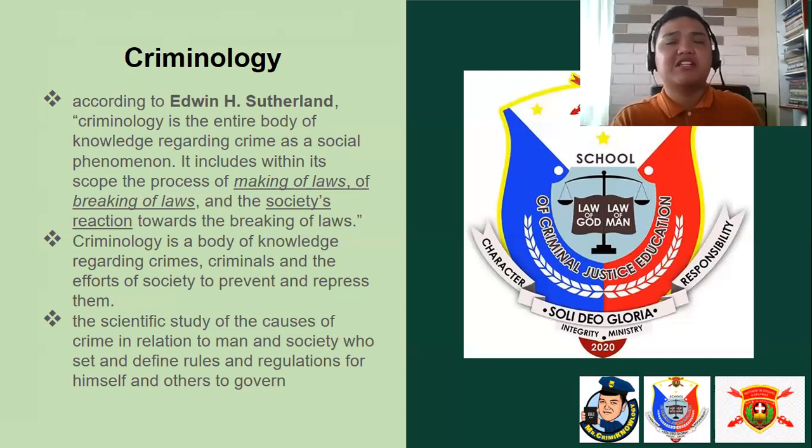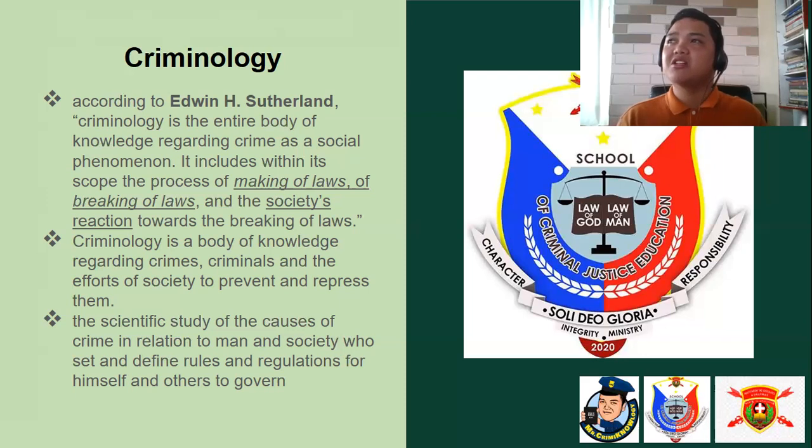So, criminology is not just focused on crime, but we will also be focusing on the criminal. And after we focus on both crimes and criminals, we will look into the effort of the society. What is society doing so that we can prevent and also repress the commission of crime? This is also the scientific study of the causes of crime in relation to man and society, who set and define rules and regulation for himself and others to govern.